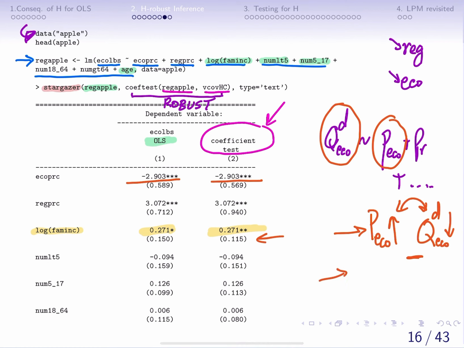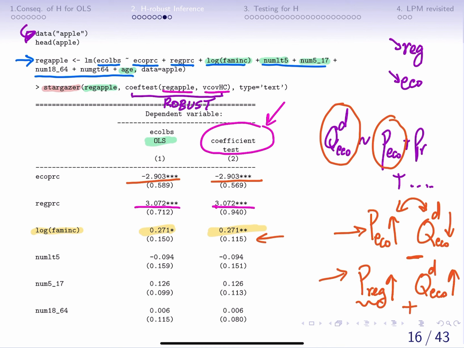But if you think about what is going on with the price of regular apples, this is when we're thinking about the cross price effect. If the price of regular apples goes up, the quantity demanded for the eco-labeled apples should rise. So there should be a positive effect. And this is why we're seeing a positive effect here. These values are positive, so this is something to keep in mind. And obviously, the family income has a positive effect and things like that.